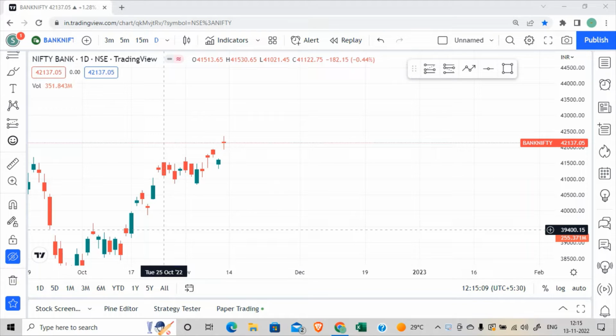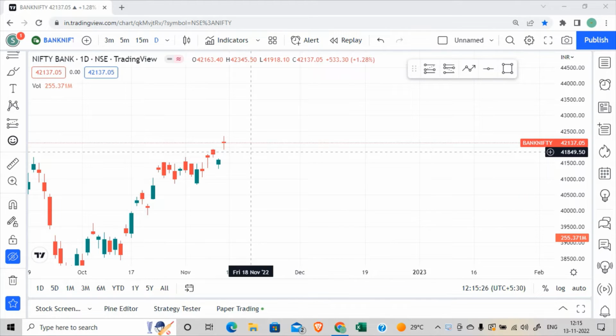I am Prathik and today we are going to learn about support and resistance in live market. So these are the questions. What is a support line? What is a resistance line? How to identify support and resistance levels? These are the kinds of questions we generally get in our mind.